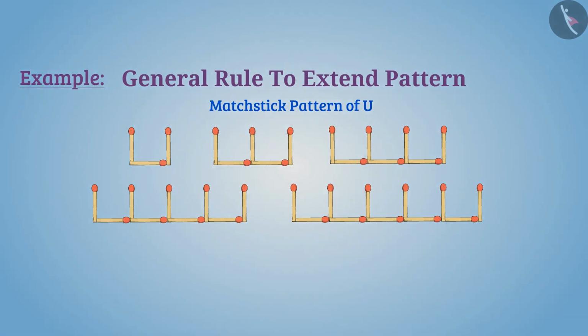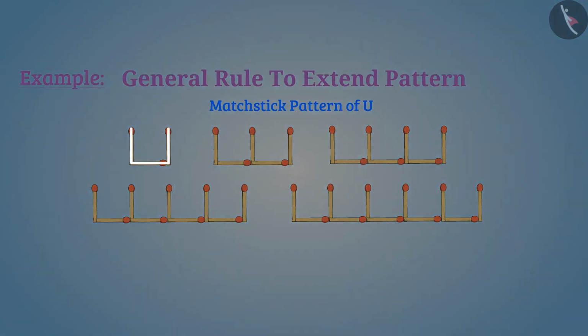This is a pattern of letter U. Here, the matchsticks forming each U is not separate. There is a common matchstick between two U's. If we remove the last matchstick from this pattern, then we will get pattern of L.